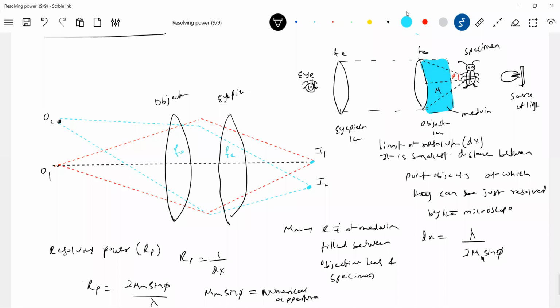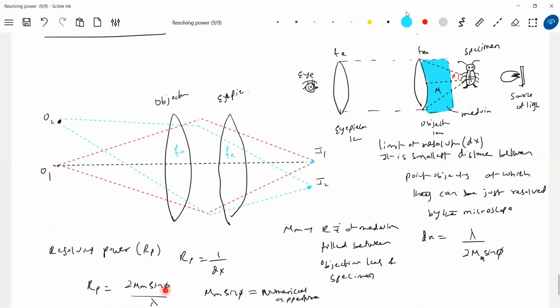Aperture. Tell me, what shall I do? Resolving power should be high, no? Limit of resolution should be low. Resolving power should be high. For resolving power to be high, if I don't bring any medium between the objective lens and the specimen, mu will be 1. Resolving power will decrease here.